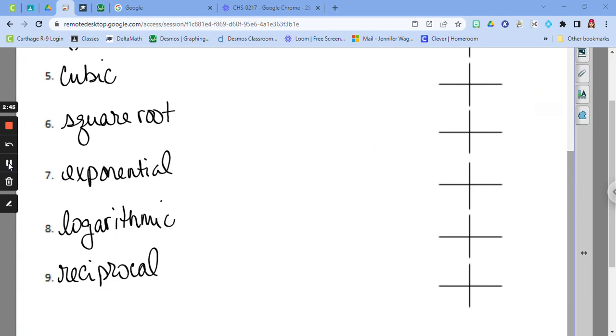Reciprocal. Okay. Yes. Yeah, I wasn't the only one that had trouble. I have bad handwriting, so I can read through. All right.